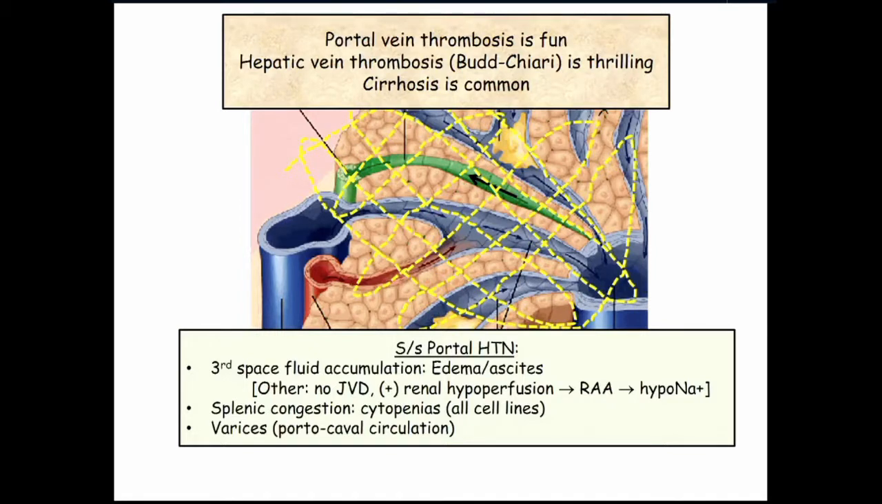And, you know, everybody thinks that's a drawing of cirrhosis. He's got to do better than that, but I don't think it's all that bad. It's a pretty good drawing. So again, portal vein thrombosis is great. Hepatic vein thrombosis, I think, is thrilling, but cirrhosis is going to be the most common cause. And again, when they're describing portal hypertension in someone who's high risk for cirrhosis, the answer is cirrhosis.